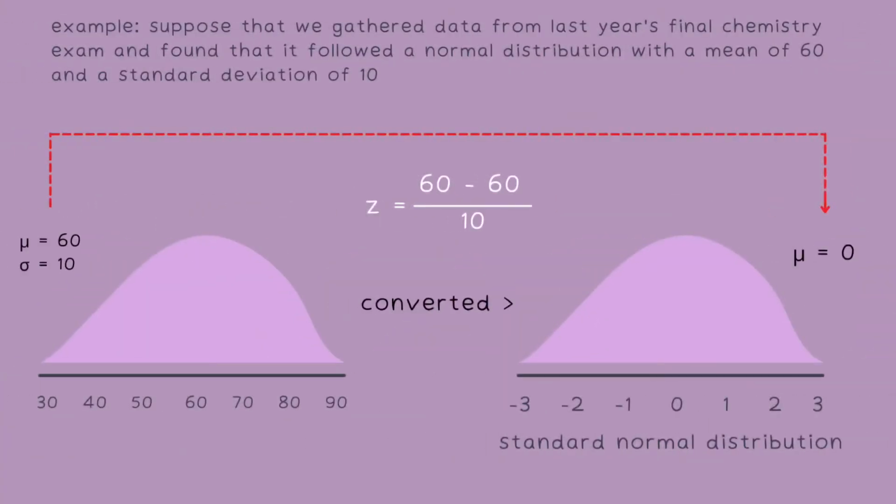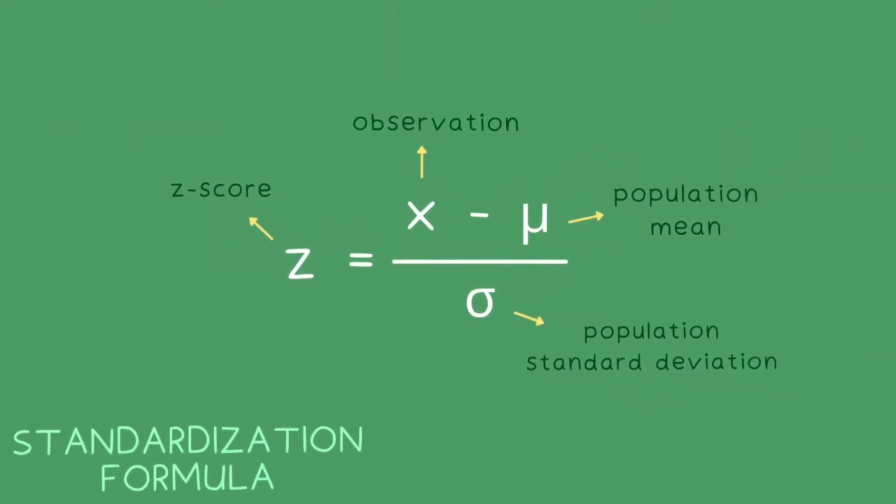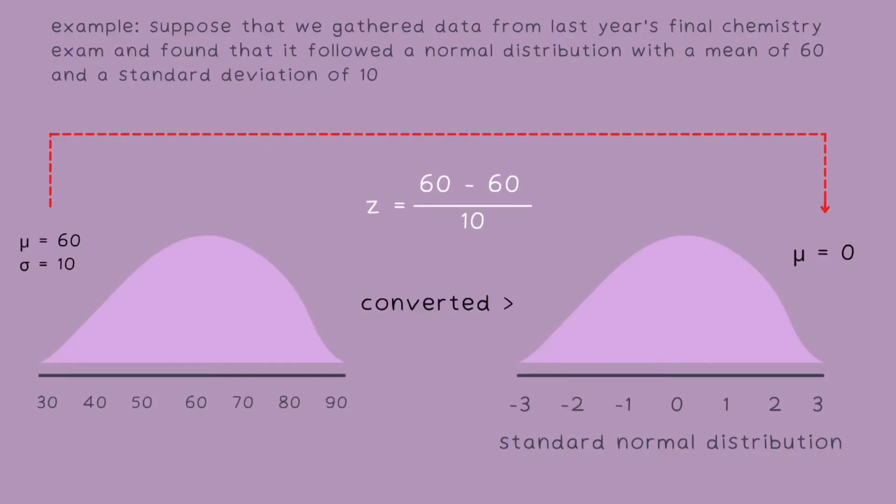Example: suppose that we gathered data from last year's final chemistry exam and found that it followed a normal distribution with a mean of 60 and a standard deviation of 10. We will use the formula of standard normal deviation. The value of mu is equal to 60 and the value of sigma is 10.